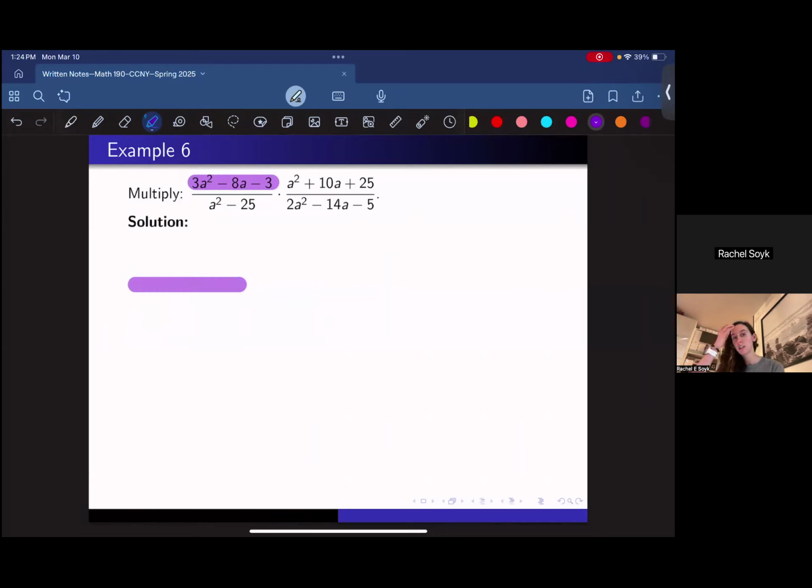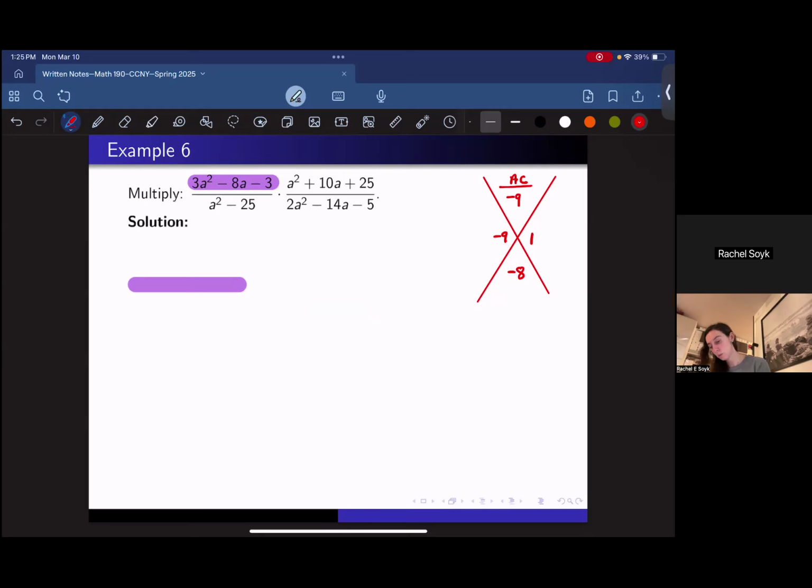Let's factor that first example, maybe using the AC method off to the side. A times C gives you negative 9. Factor pairs of negative 9 that add up to negative 8. We have negative 9 and positive 1.